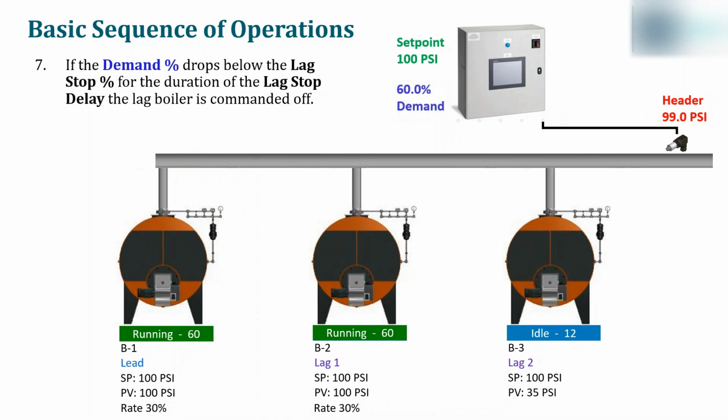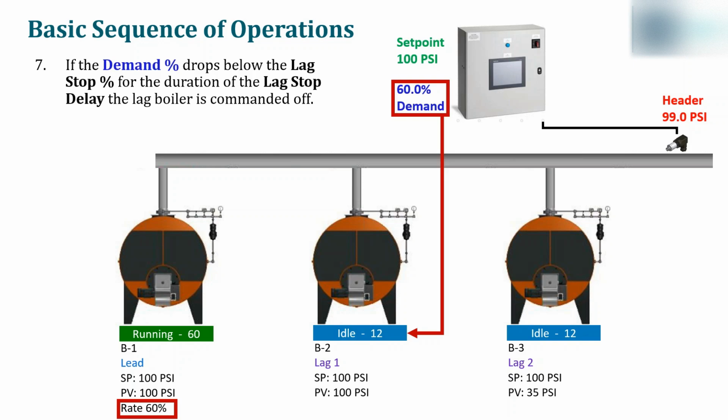And because the demand has dropped far enough, it's dropped below the lag stop percentage for the duration of the lag stop delay, the lag boiler is actually now commanded off. Okay, so boiler number 2 has been commanded off, so you can see it there, it's gone to idle. And then the rate of boiler 1 has been updated to be 60% because now there's no boiler 2 to split it between. So now boiler 1 is handling all of the demand.